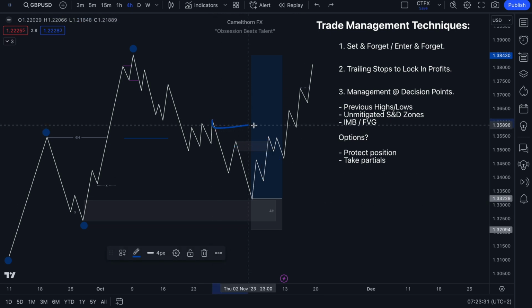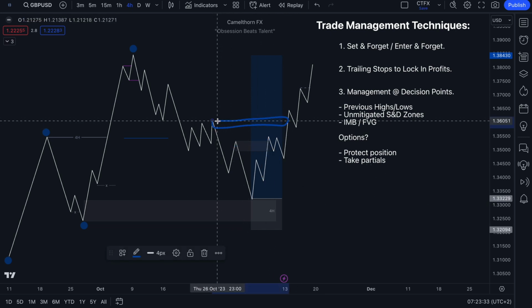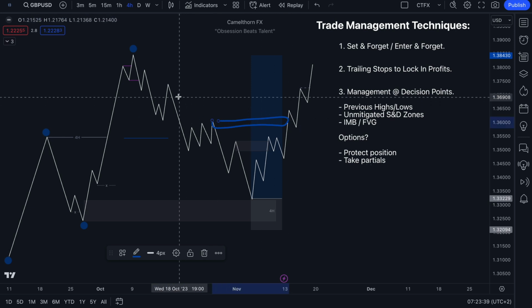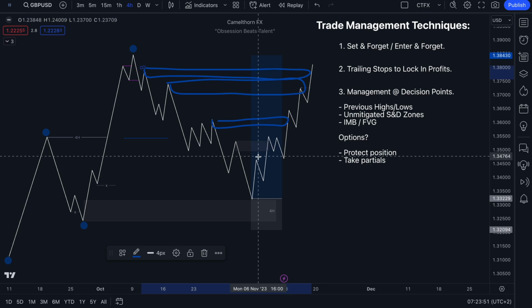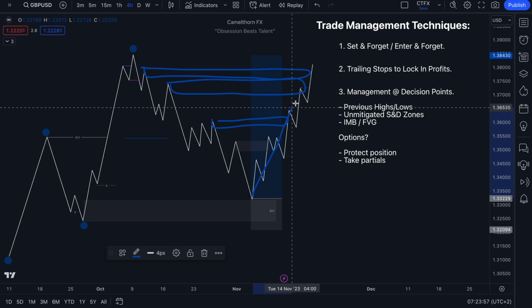At the second decision point, you can take off another 0.25% of your position. And then as price action continues to trade higher, you can continue taking partials as a way of securing profits during this move.